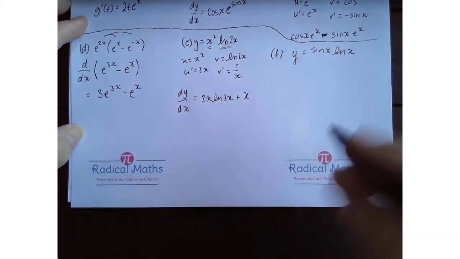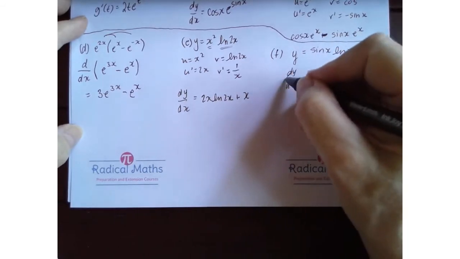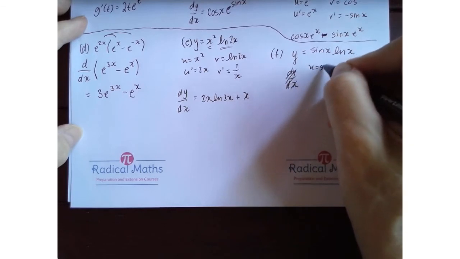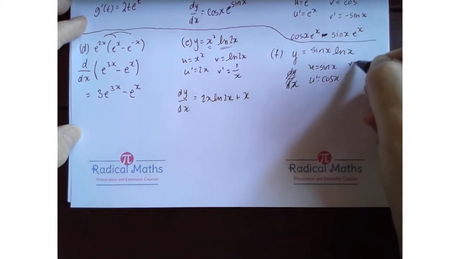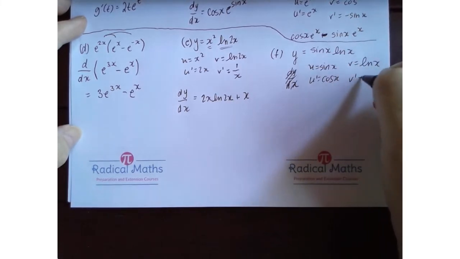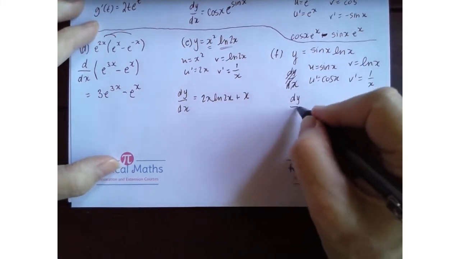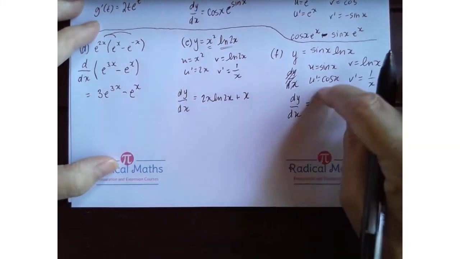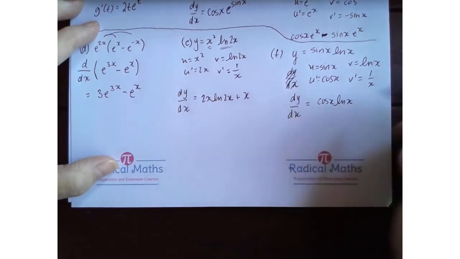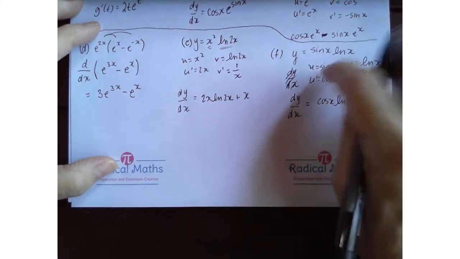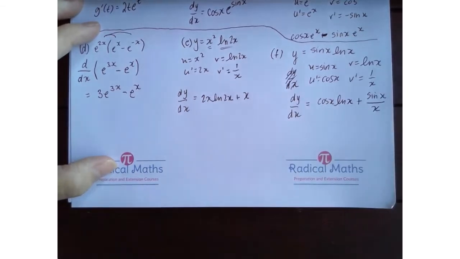So pretty easy. This one, dy/dx, I have two parts, so I better get rid of that just for a second and write that my u is sine x, so my u dash is cos x, and my v is ln x, so my v dash is 1 on x. So dy/dx equals u dash v, so cos x ln x, and then v dash u is plus sine x on x. So that's great.